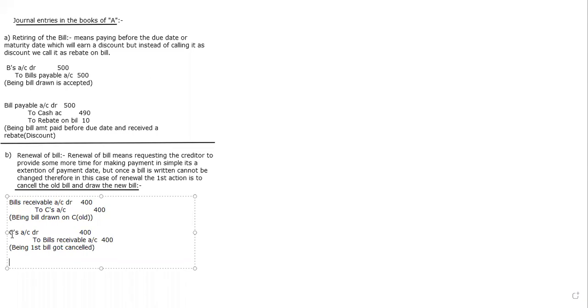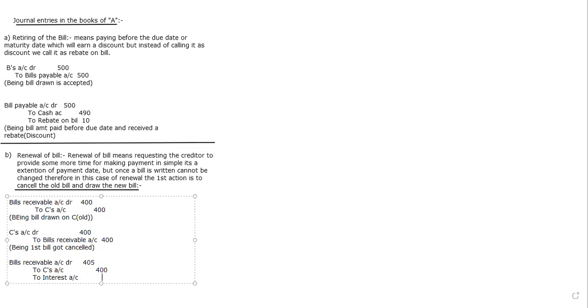So, now my new bill will be bills receivable account debit 405 to whom? C, the same person, C's account. He was supposed to give 400, but I'm adding extra to it, which I'm taking from that fellow as interest.